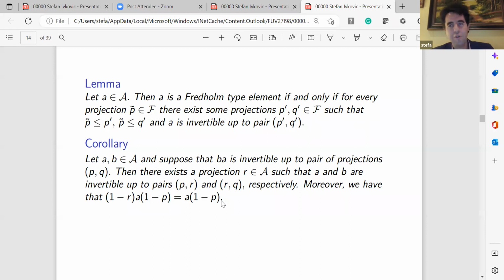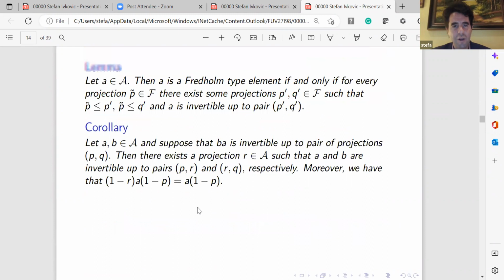So it says something which we also have for operators. If you have a composition of operators, then it has a certain decomposition with this almost invertibility as we speak about. Then we also have some decomposition in between, so that for each of the operators in the composition, we can obtain another decomposition. And this is also useful property.